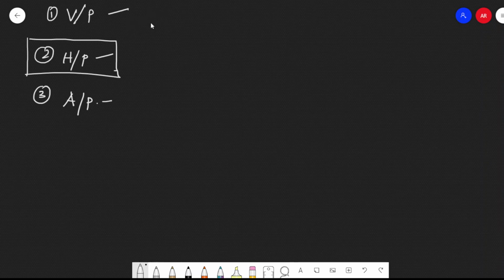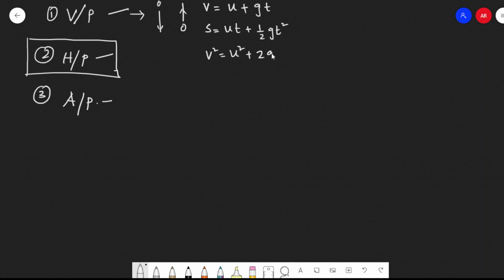because whenever the object is moving vertically, that means its motion is only in one dimension. If the object's motion is only in one dimension, then it is either falling downward or rising upward. So we make use of all the equations of motion just as they are: v equals u plus gt, s equals ut plus half gt squared, and v squared equals u squared plus twice gs. Here s is h, the vertical height.